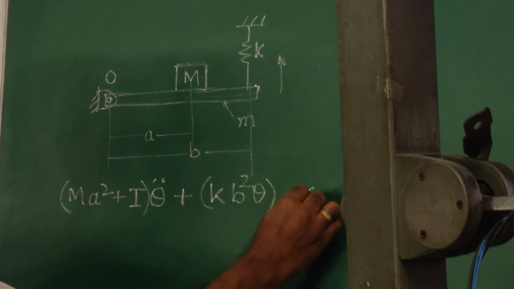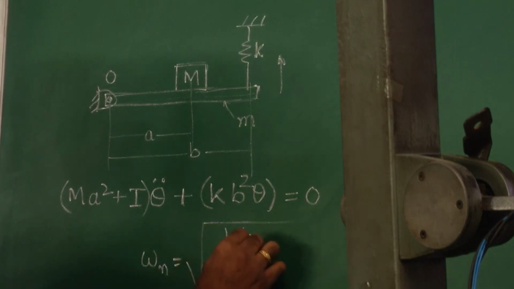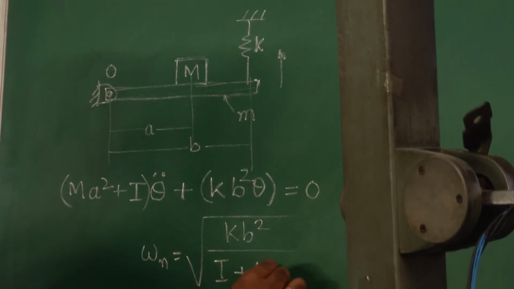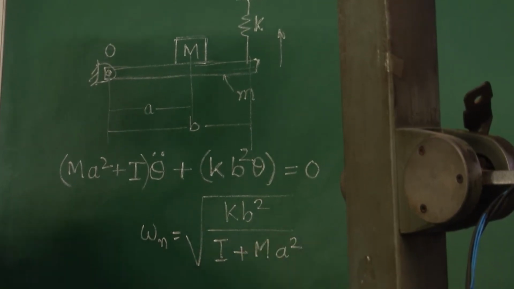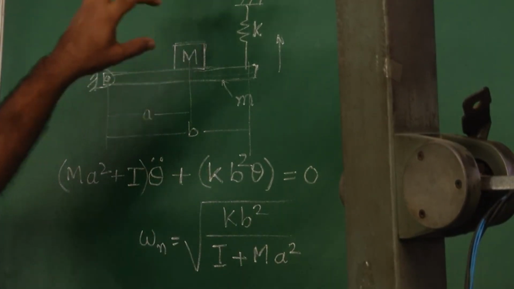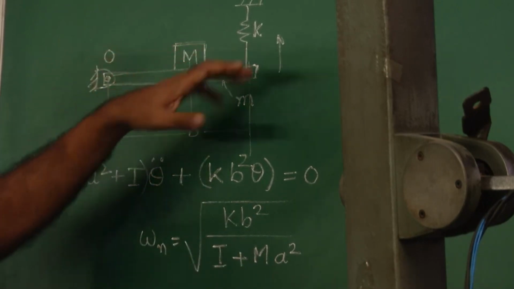So, that is equal to 0, and therefore, the natural frequency from this expression can be obtained as the square root of k b squared over I plus m a squared, where m is the mass of the motor. It is of course presumed lumped at this point, where it is mounted on the beam, a is the position of it, and I is the mass moment of inertia of the beam.